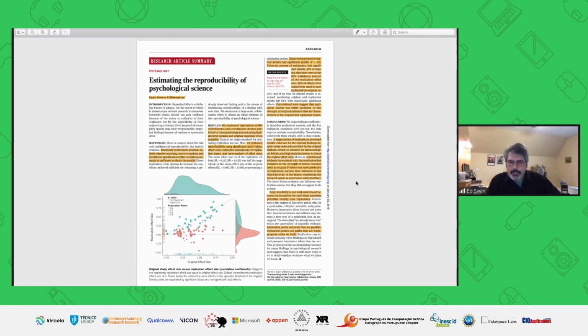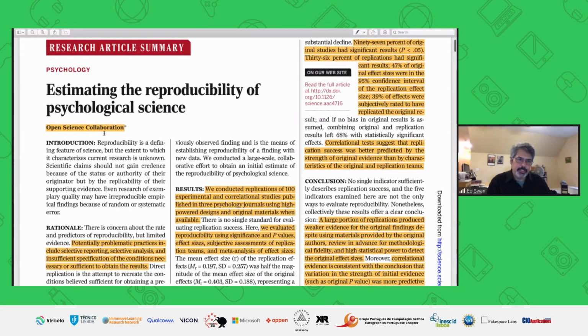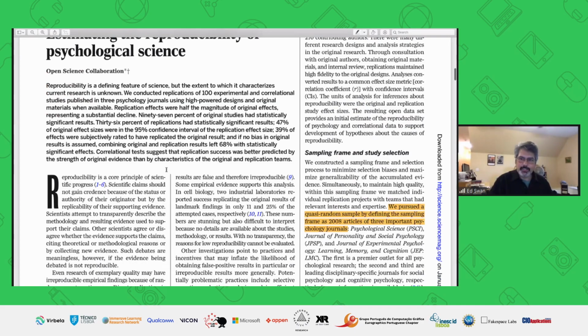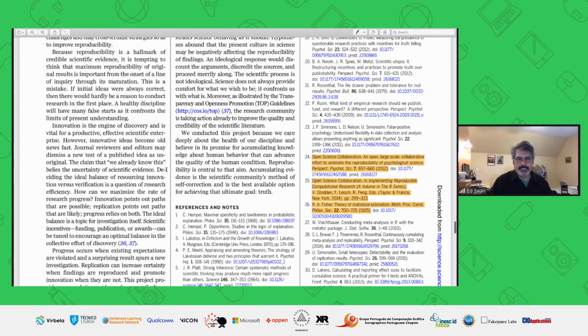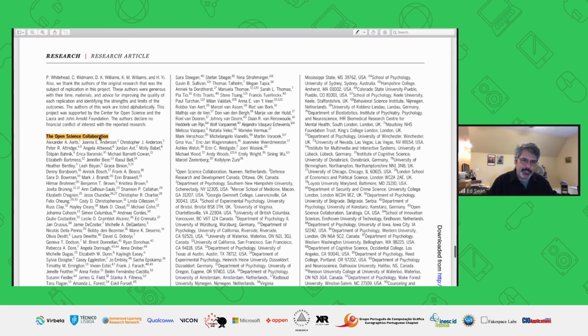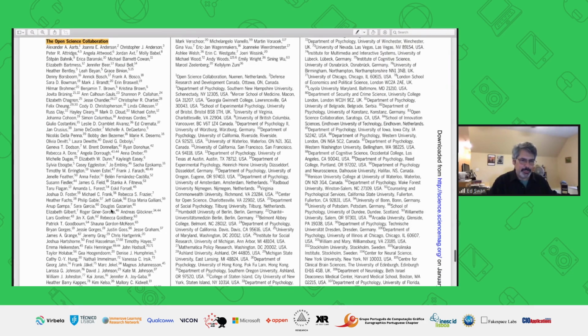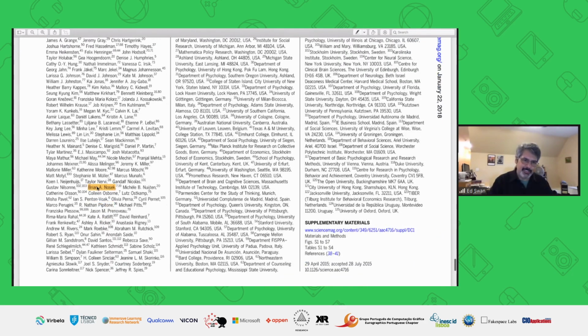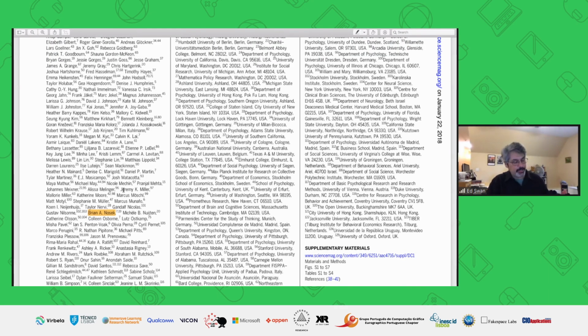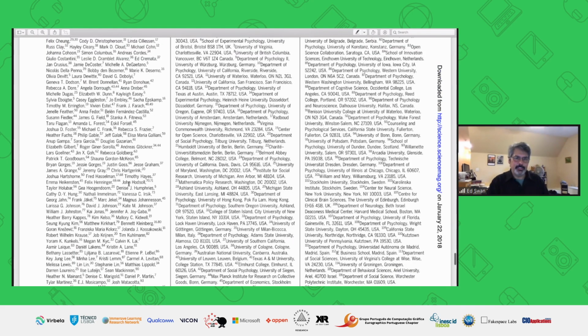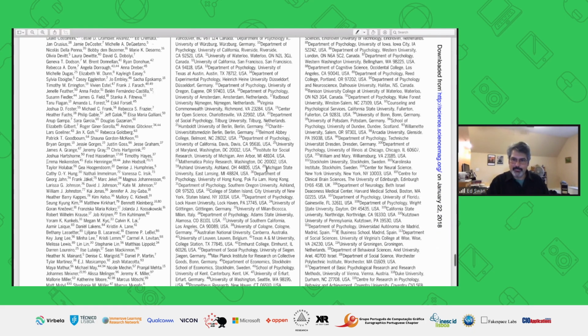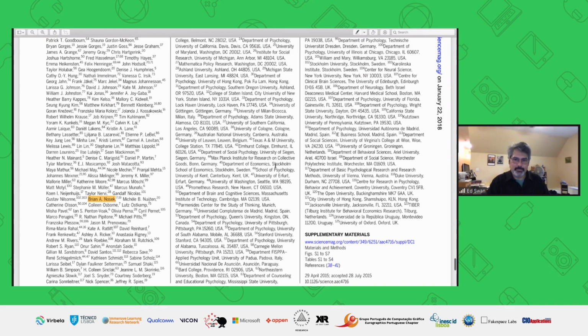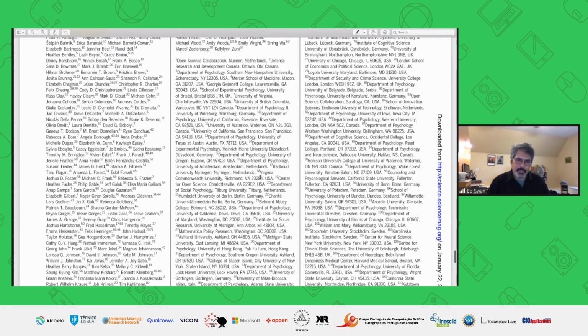So this paper has 270 co-authors. Notice that I'll make it bigger here. Notice that the author is the open science collaboration. Okay. And if we go down to the end of the paper here, what is the open science collaboration? These are the authors of this paper. You ever seen a paper with this many authors? Now, the original paper to report the original human genome, that is something like 1,000 authors, but there's Brian Nosek, just alphabetically in the list of authors. And then here's all their affiliations and stuff. So very interesting paper.